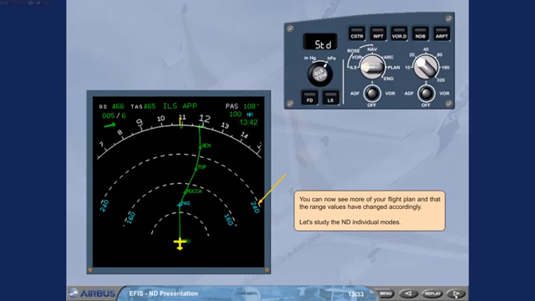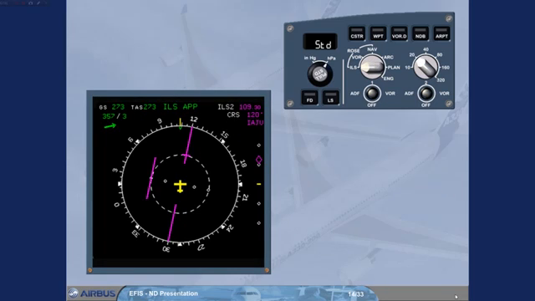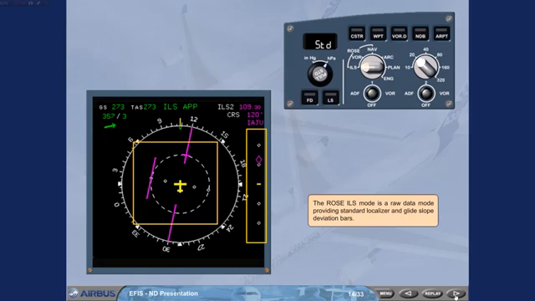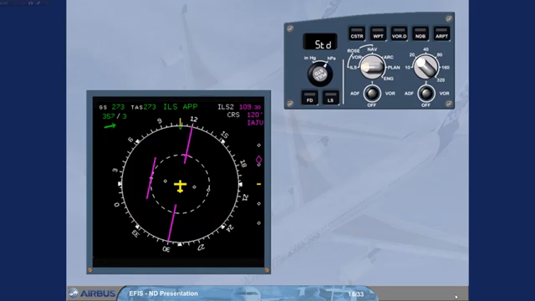The ROSE ILS mode is a raw data mode, providing standard localizer and glide slope deviation bars. Other information is displayed to assist you: an ILS course pointer and ILS information. Select ROSE VOR mode.